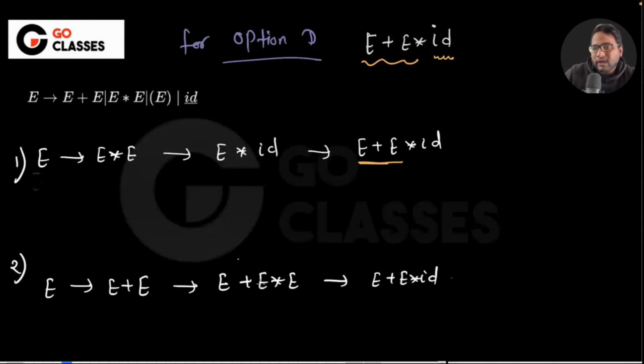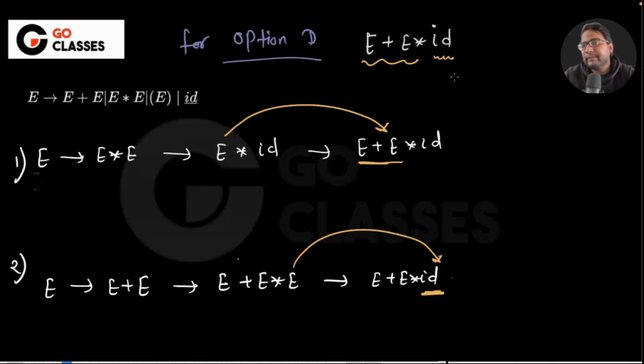Okay, so whatever had just reduced: here this E had just reduced to E plus E, and here this E had just reduced to ID, right? So that's why you can say maybe the ID is a handle, or maybe this E plus E is a handle, right? It depends on how you're treating it. Both are fine.